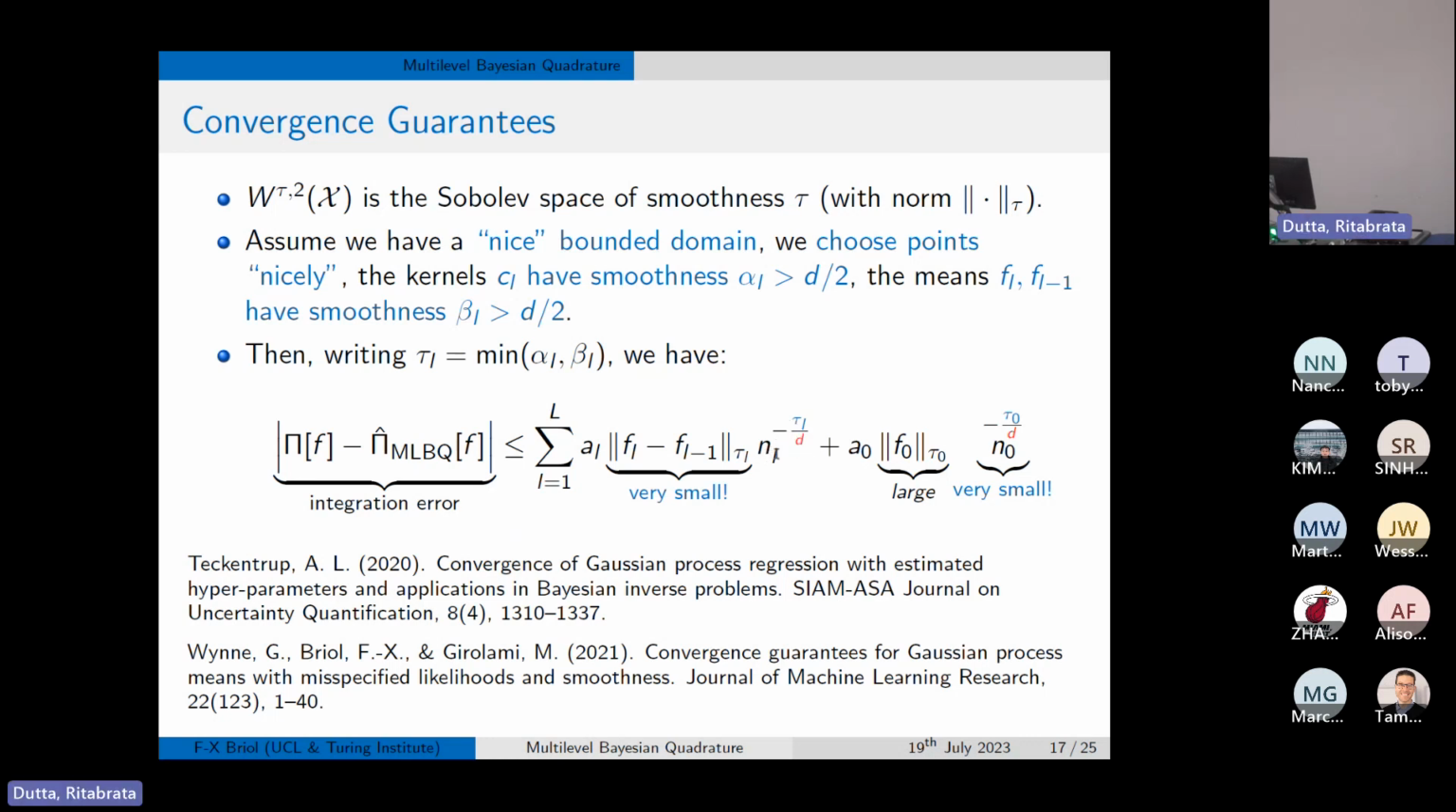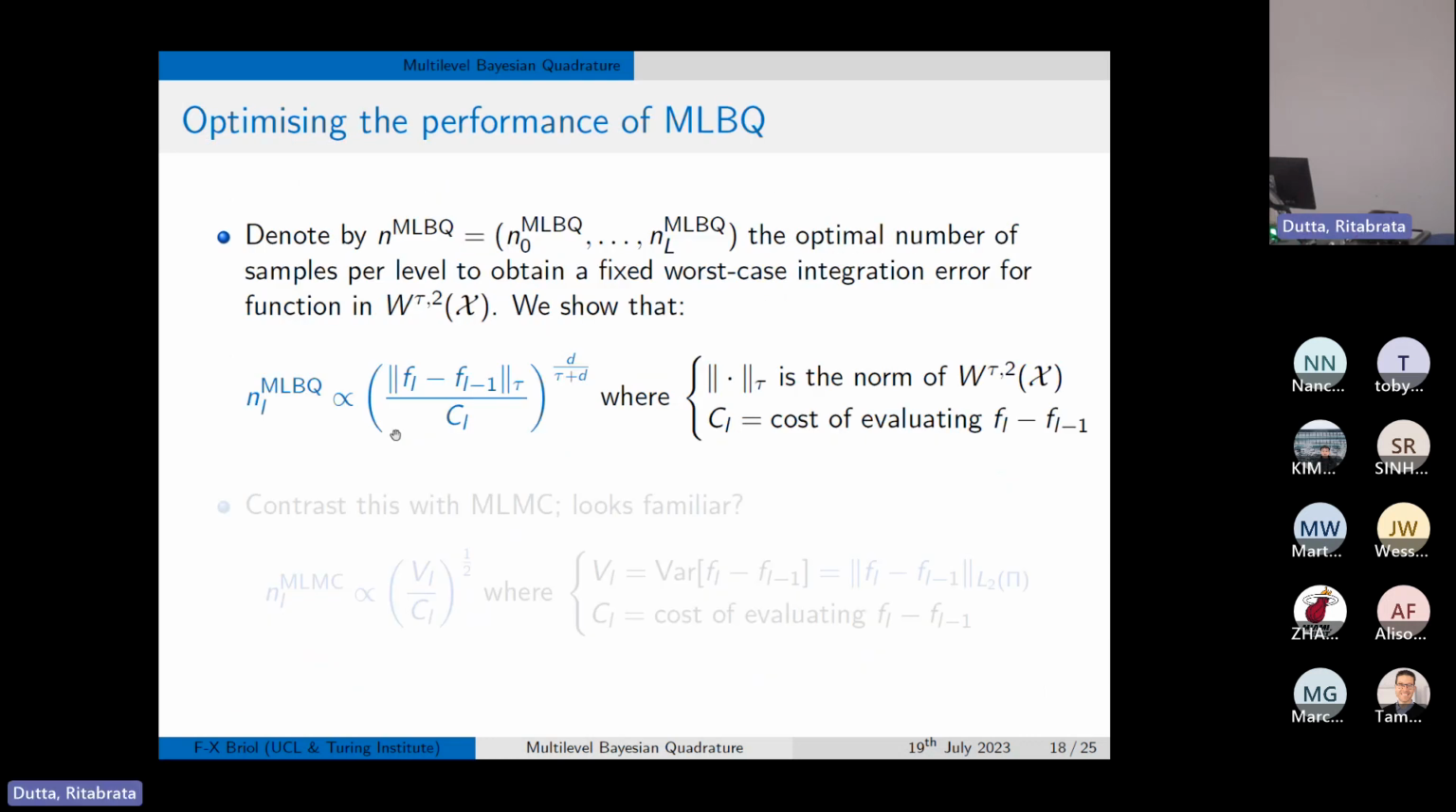Now, typically, again, I need to make all of these terms in this sum small to have a small bound overall. And I can play the same sort of game that multi-level Monte Carlo does. So what I can write is what's the optimal number of samples per level, but this time for multi-level Bayesian quadrature. This time I'm going to go for a fixed worst-case error, so a fixed error from before, for a function of a certain smoothness.